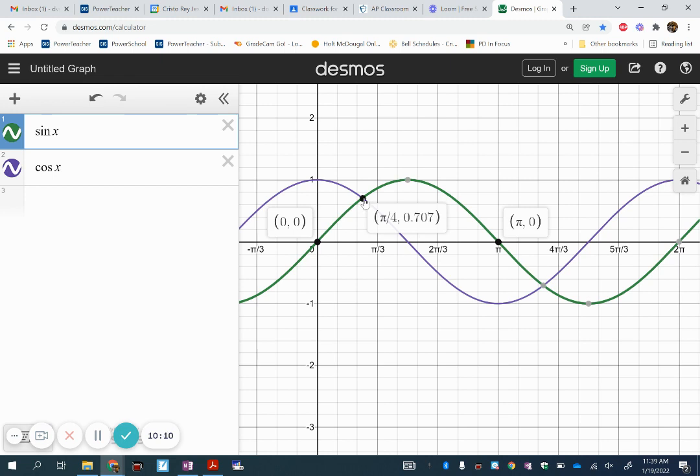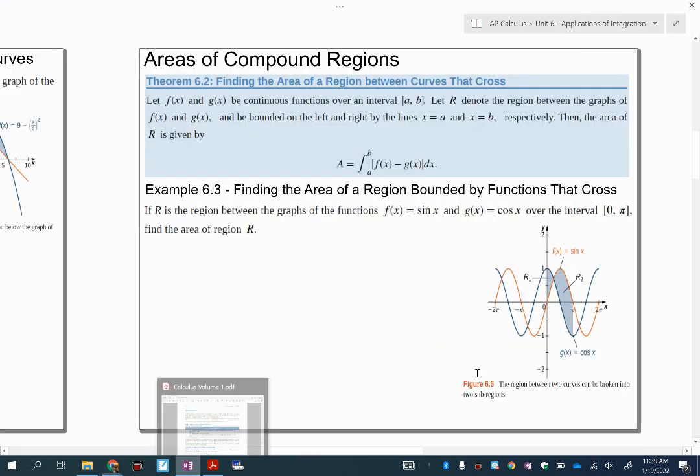You should hopefully remember from your days in trig that the sine and the cosine of pi over 4 is actually the same, the square root of 2 over 2. And then from pi over 4 to pi, you'll notice that the green one, so sine, is above the purple one. So essentially what this means is when it says like this absolute value, like we talked about in problems in the last unit, that we're going to need to break this up into multiple integrals.